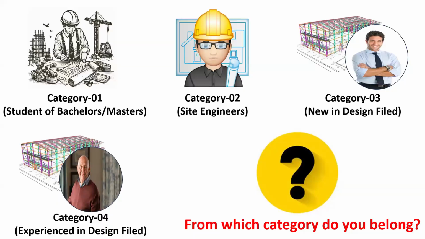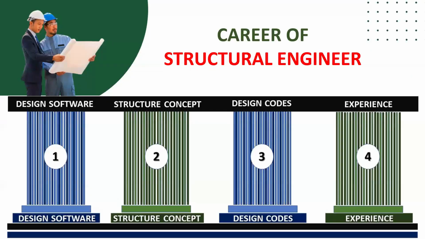Okay, fine. So now we are going to understand some important things that will make you a professional structural engineer. What are the things which any structural engineer should have if he wants to become one? So there are four important things as per the current scenario, as per the industry requirement.